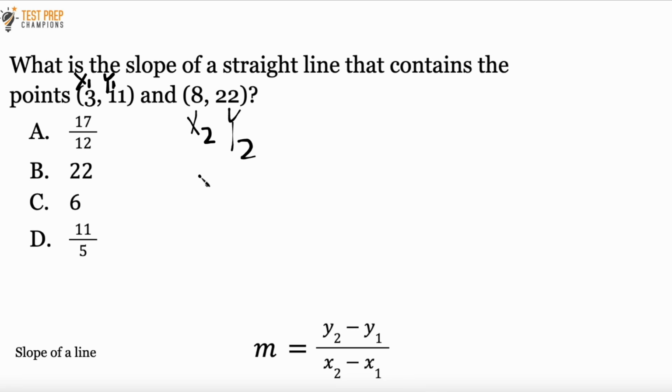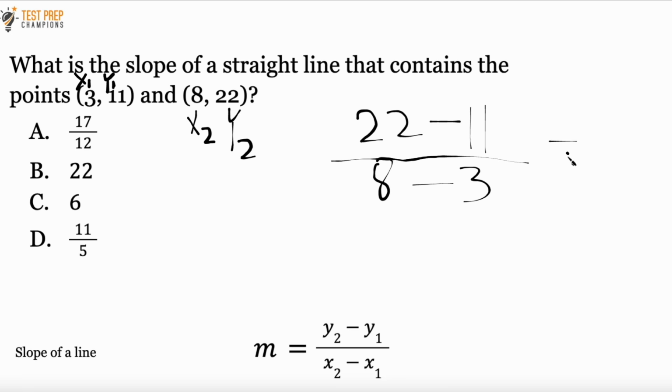So now that I have them labeled, I'm just going to plug these numbers into this formula. So m means slope, so I have slope equals y2, and I know that my y2 is 22, minus y1, and I know that my y1 is 11. Now I'm going to put this over x2 minus x1. Now my x2 I know is 8, and my x1 I know is 3. So now that I have this set up, 22 minus 11 is 11. 8 minus 3 is 5. So the answer here is D, 11 over 5.